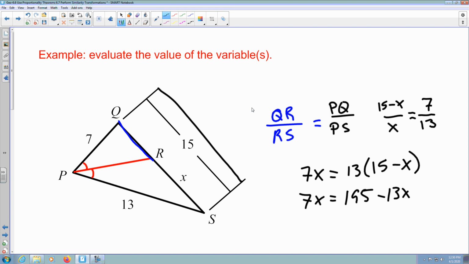In this case, I'm going to add 13X to both sides, so I get 20X is equal to 195, so divide that by 20. X is going to be 9.75.